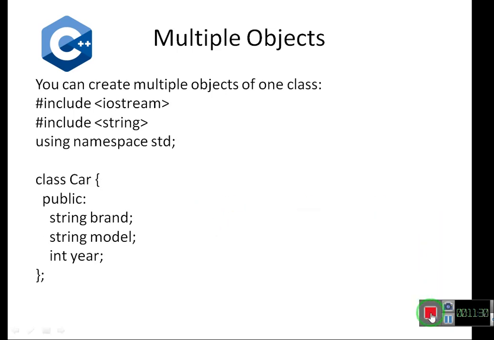Now we have multiple objects. Like #include <iostream>, string, using namespace std. We have a class of Car, public is the access specifier. Here we have a string data type which is brand, a string data type which is model, and an integer which is year. And here we finish with the closing bracket.